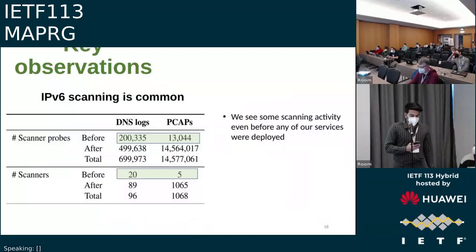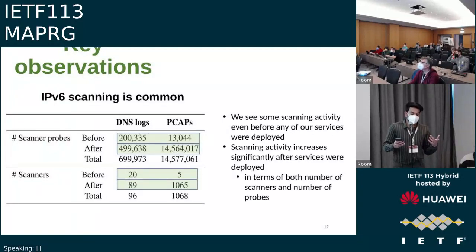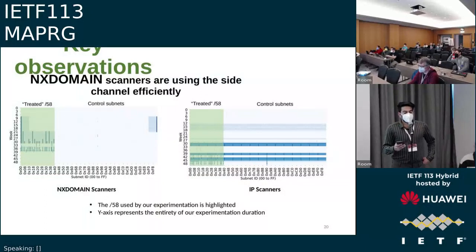Some of the key observations that we saw: with our method of measuring scanning activity, we did see scanning activity even before we ran any of our services, but the main point was that scanning activity increases significantly after services were deployed. This increase was not only in the number of scanners, but also in the number of probes that we see. And the main observation that we made was that NXDOMAIN scanners are using the side channel very, very effectively.